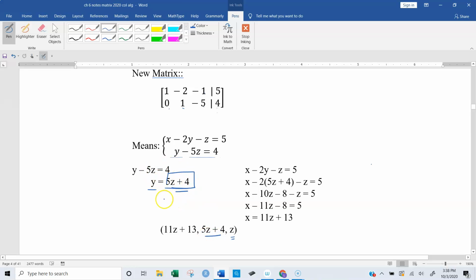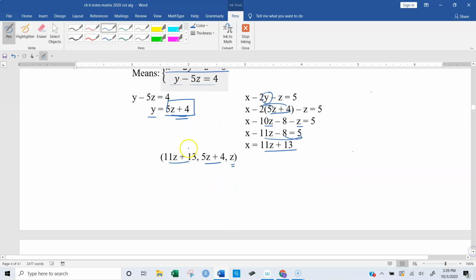But now we have to figure out what x is in terms of z. So we take this equation, I take the y out, and I substitute in the 5z plus 4, what y is equal to. And now we just solve for x. So we distribute, combine our like terms, and then I'm going to put the 8 and the 11z to the other side. So x equals 11z plus 13. These are my infinite solutions. So this means if I pick a number for z, I can tell you what x and y are. So I have solved for everybody in terms of z. There's infinite solutions because I can pick infinite number of z's.